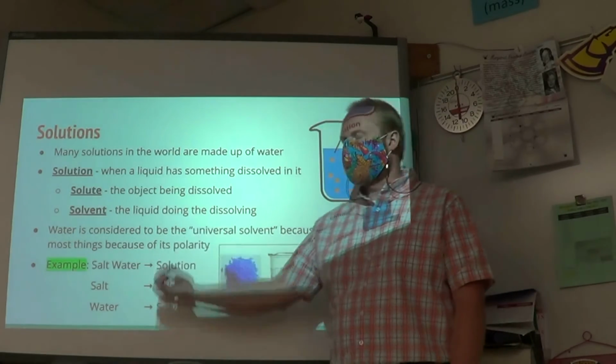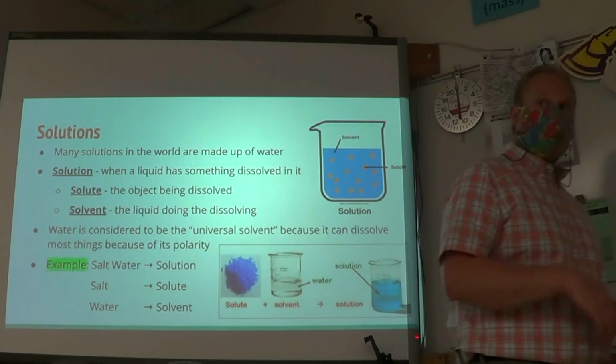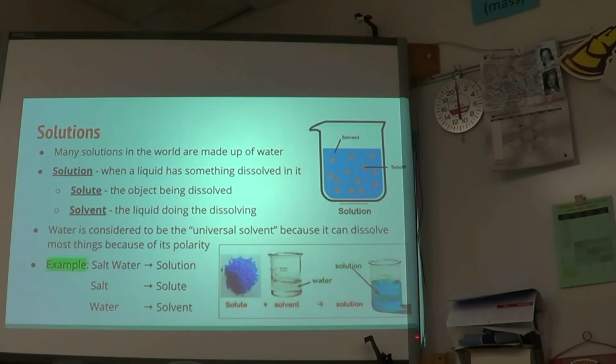And we talk about water being a universal solvent because it dissolves a lot of things. Not everything, but a lot of things. Water is a polar substance. Polar substances will dissolve other polar substances. Polar substances have a charge to them. So polar substances, like water, will also dissolve ionic substances, which have a charge.